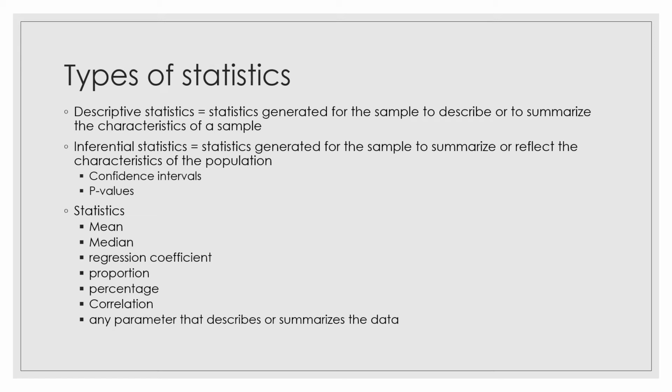And confidence interval assesses the extent to which an estimate could be accurate by providing the likely range of an estimate or the statistic. In this case, it can be the mean, the median, the regression coefficient, the percentage, the proportion, the correlation coefficient, or any parameter that describes or summarizes the data.